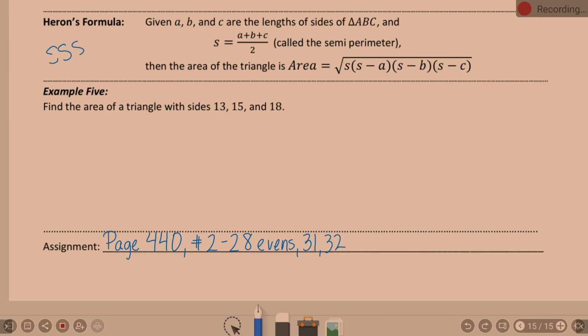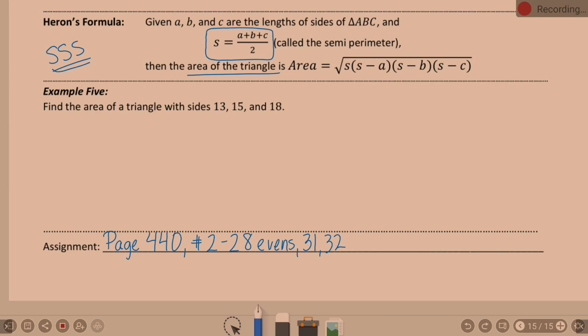So Heron's formula is how we can find the area of a triangle given all 3 sides and no other information. Okay, now notice, given that A, B, C are lengths of sides of triangle ABC, did you catch this piece right here? S is equal to (A plus B plus C) divided by 2. So A, B, and C represent the sides. You've got to understand that S is something called the semi-perimeter. And in order to find the semi-perimeter, you add the 3 sides up and divide by 2. So it's half of the perimeter.